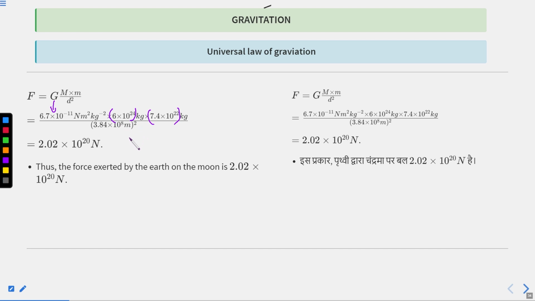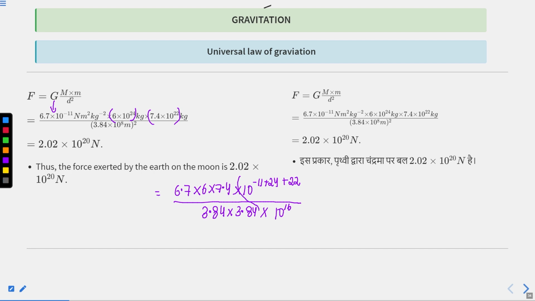Now how to solve these types of problems? To solve these types of problems, first take all the numerical values on one side and take all the 10 to the power values on the other side. So we have 6.7, we have 6 and we have 7.4, multiplied by 10 raised to the power minus 11. Then we have 24, so plus 24. We have 22, so plus 22. Divided by 3.84 square. So it will be 10 raised to the power 8 into 2, which is 16.